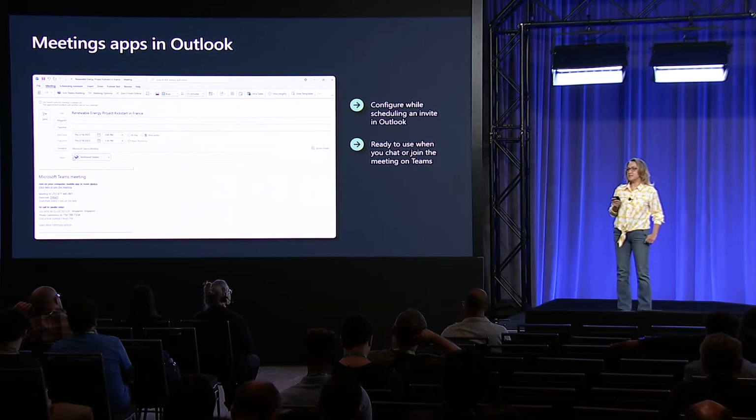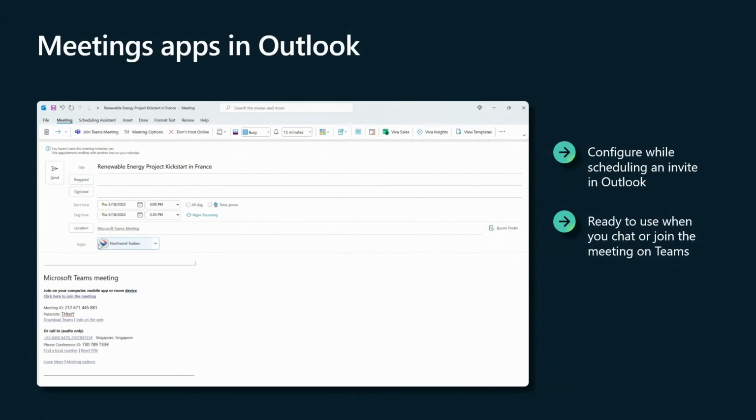Let's start with meeting apps. Meeting apps are already available for Teams to configure your apps by attaching an app when you are scheduling the meeting invite. But we have heard that many of you are scheduling your meetings from Outlook. And that's why we are bringing meeting apps also to Outlook. Let's take a look.